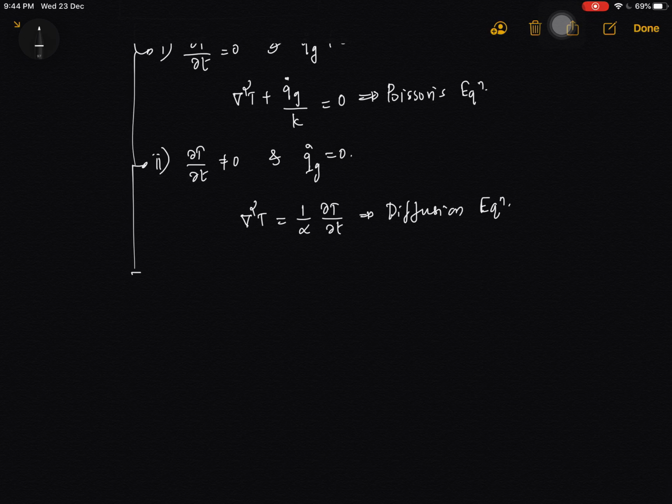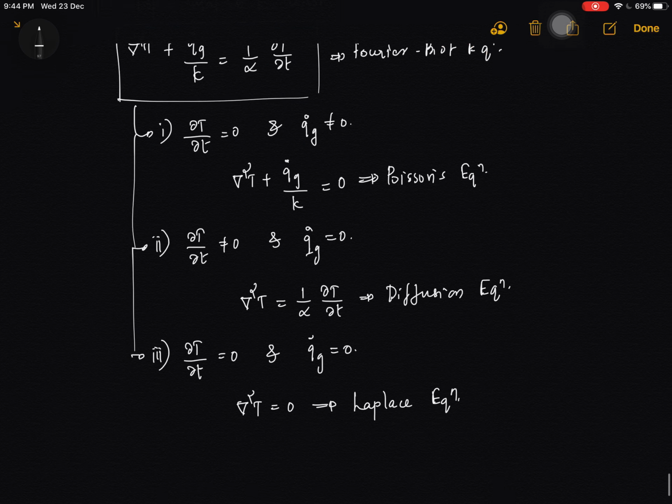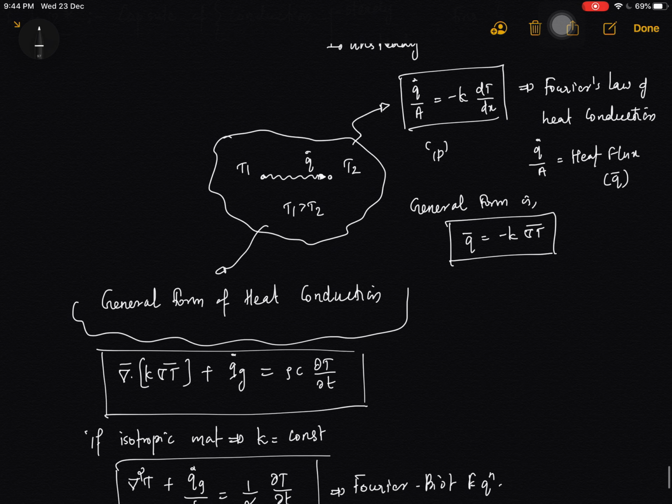And the third special case is for steady state heat conduction, that is dot T by dot t equal to 0, and no heat generation, that is Q dot G equal to 0. We can rewrite the Fourier-Biot equation as del square T equal to 0, and this equation is called the famous Laplace equation. So that's all about the general concepts present in conduction analysis.